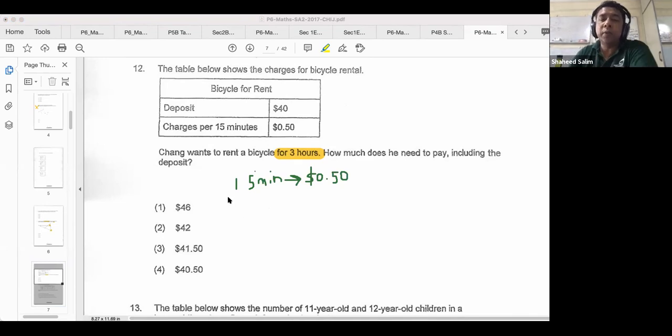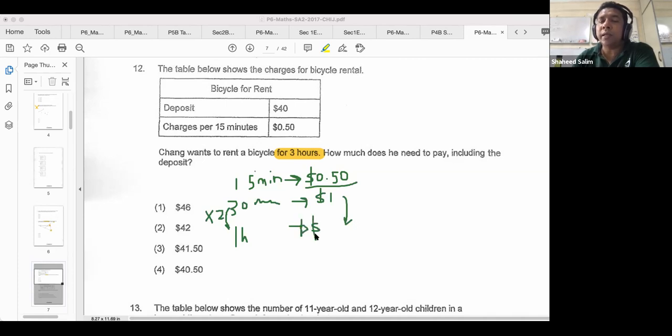Okay, so now let's check. If we want 1 hour, how? 15 minutes is 50 cents, 30 minutes is half an hour. How much? You times 2, 30 minutes, $1. Then if you want 1 hour, 60 minutes, right? You times 2 here also. You get $2. 1 hour is $2. You want how many hours? 3 hours, you got to times 3, becomes $6. So your rental is already $6.